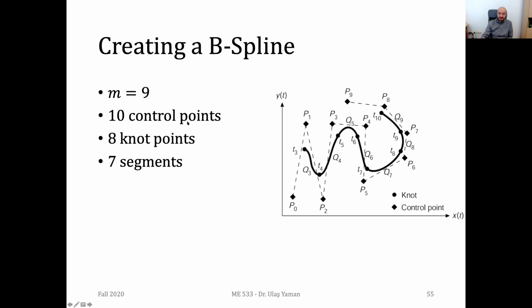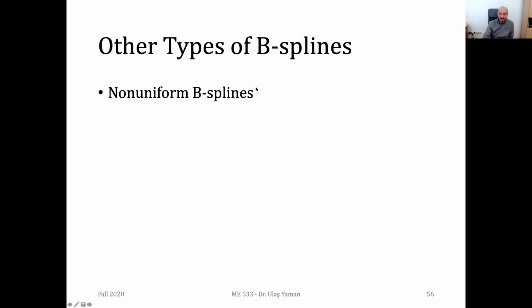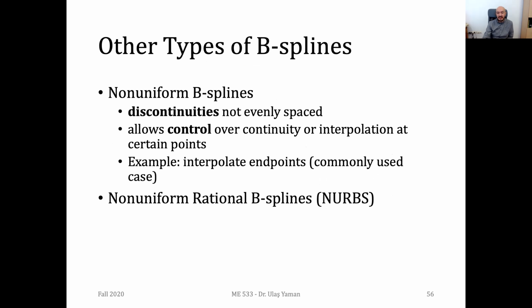For instance, you may want your spline to start directly at this starting point, or you may want it to end directly at this end point. But in the simple splines, B-splines, which are evenly distributed splines, you cannot have this property, since they are all approximating. But in the unevenly distributed case, or non-uniform B-splines, we can have such a control.